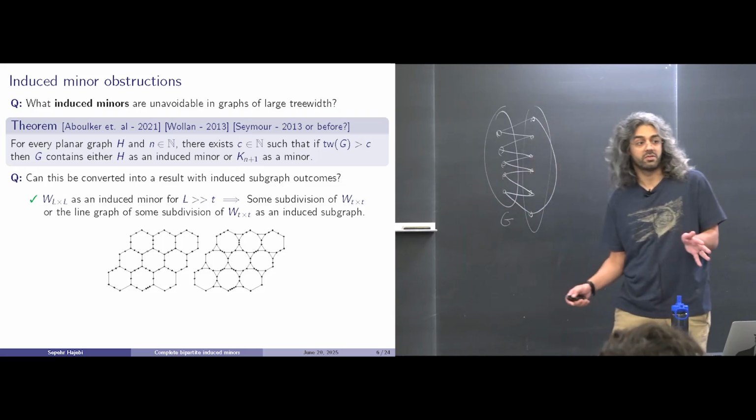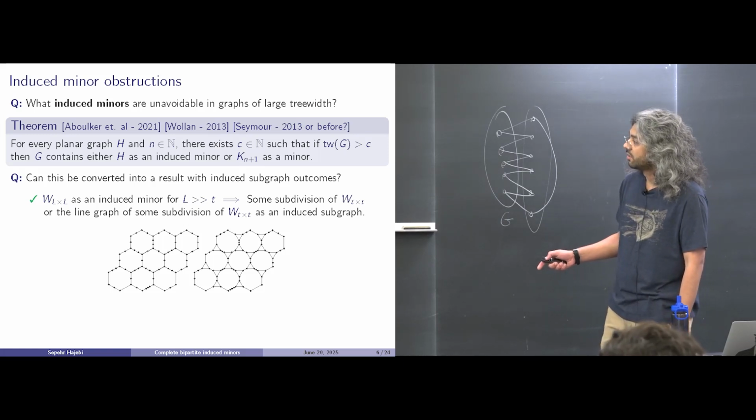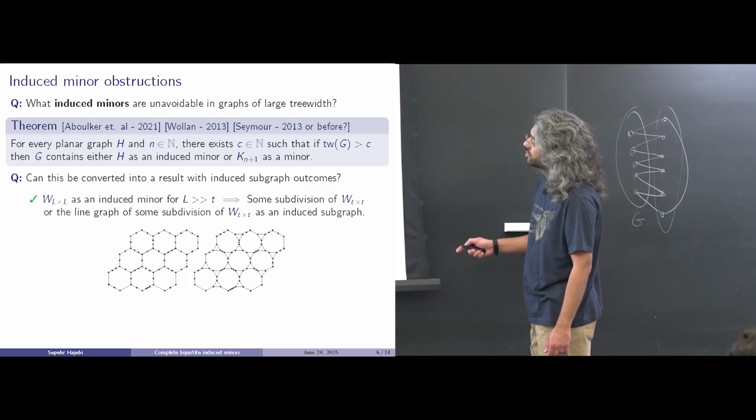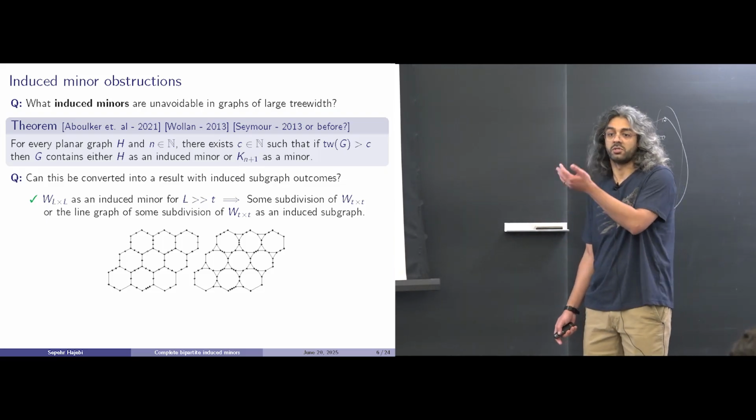And in the unlikely event that you don't know what a line graph is, don't panic. It simply means, at least here, that you're essentially going to turn each one of these claw junctions into a triangle junction. And what you get is a graph of pretty much the same treewidth.